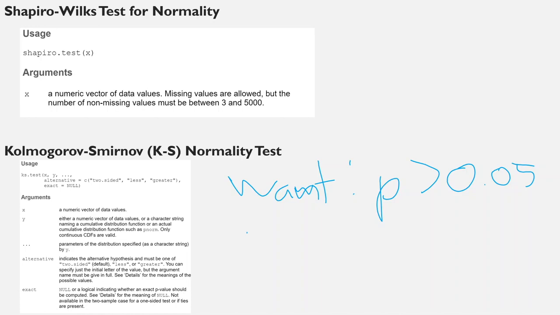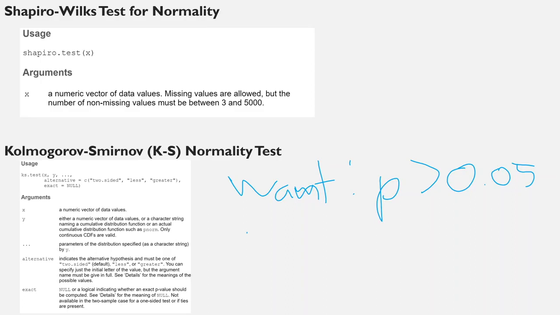Again, take these with a grain of salt. They can be sensitive to strange-looking distributions. If the sample size is small, you might be able to say that, hey, actually, the residuals are normally distributed, it's just a small sample size, but this test will tell you that they are not normally distributed. So just keep that in mind.